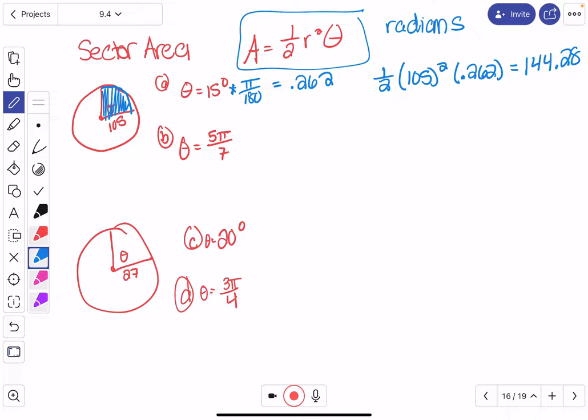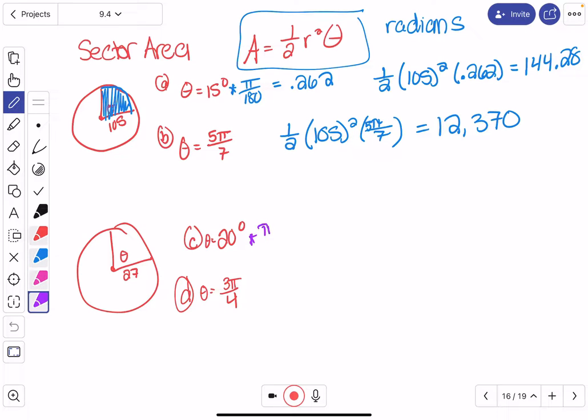If, like B, it's already in radians, we can just plug it directly into the formula. So 1/2 times 105 squared times 5 times pi divided by 7 gives us 12,370, depending on what it has you round to. So you try C and D and come back and watch the video when you're ready.